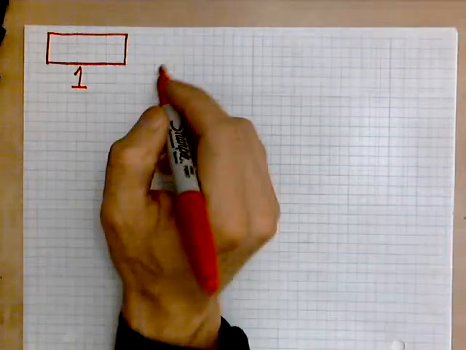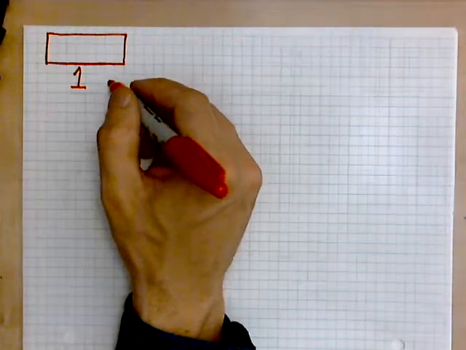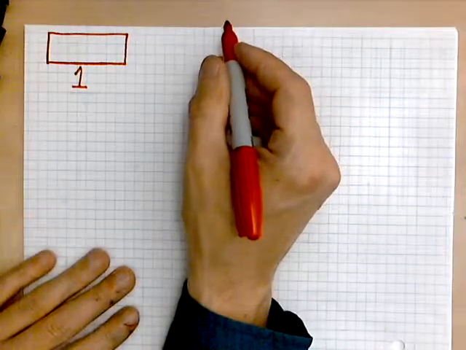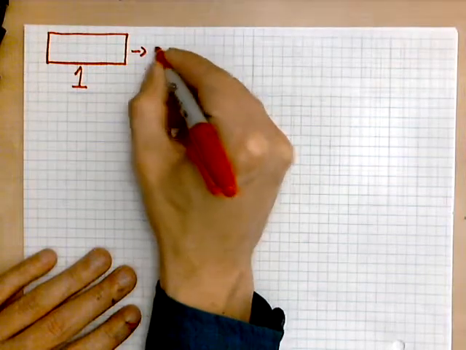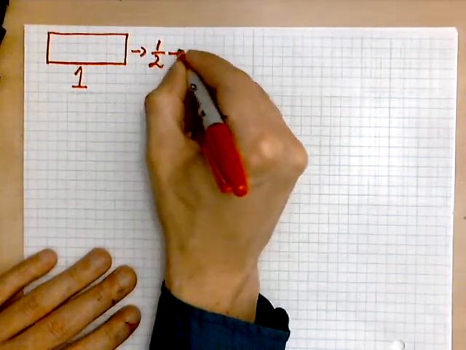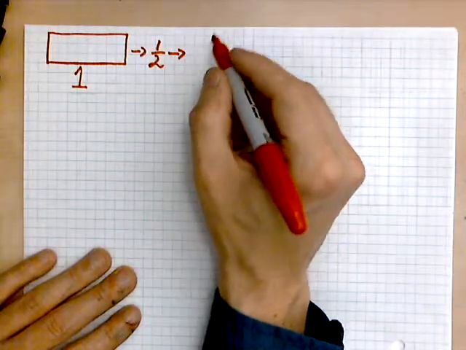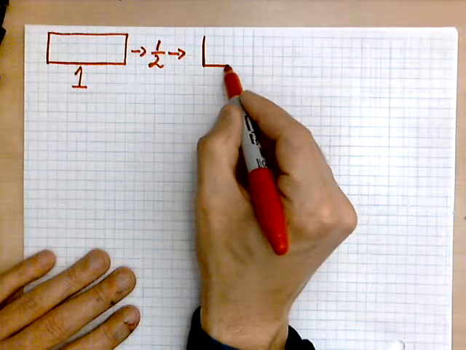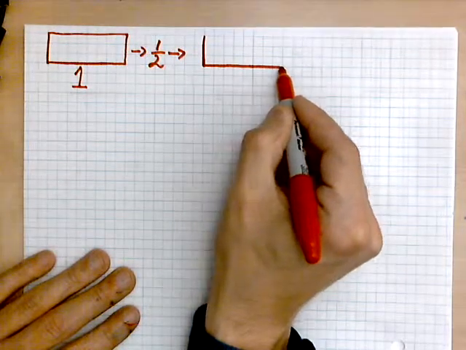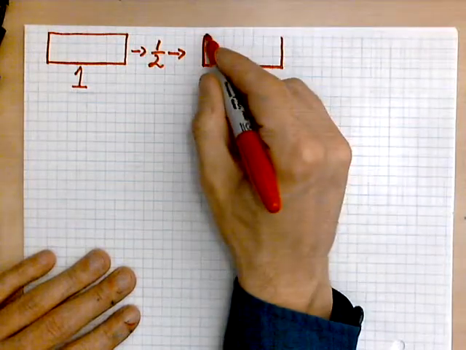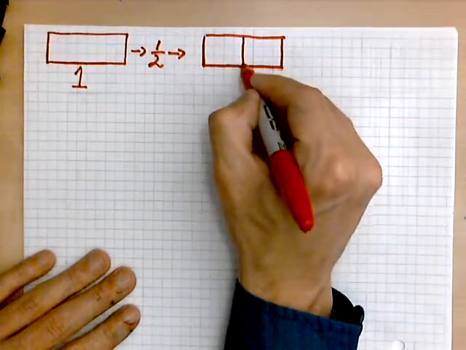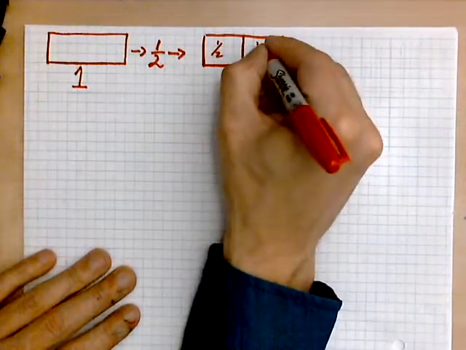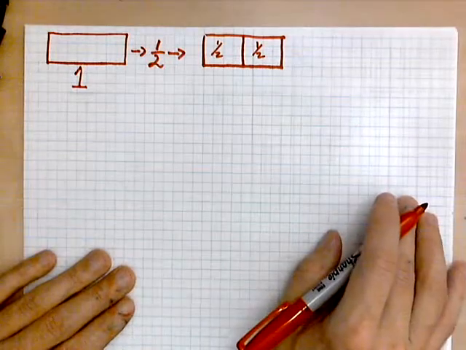Then what we can do is we can take our one rectangle and we can split it into 2 equal pieces. So what we have then is 1/2. So it looks like this. Okay, so this is the whole thing. And then we've split it into 2 equal pieces. Here we are, and of course each piece then is a half. So we have this.